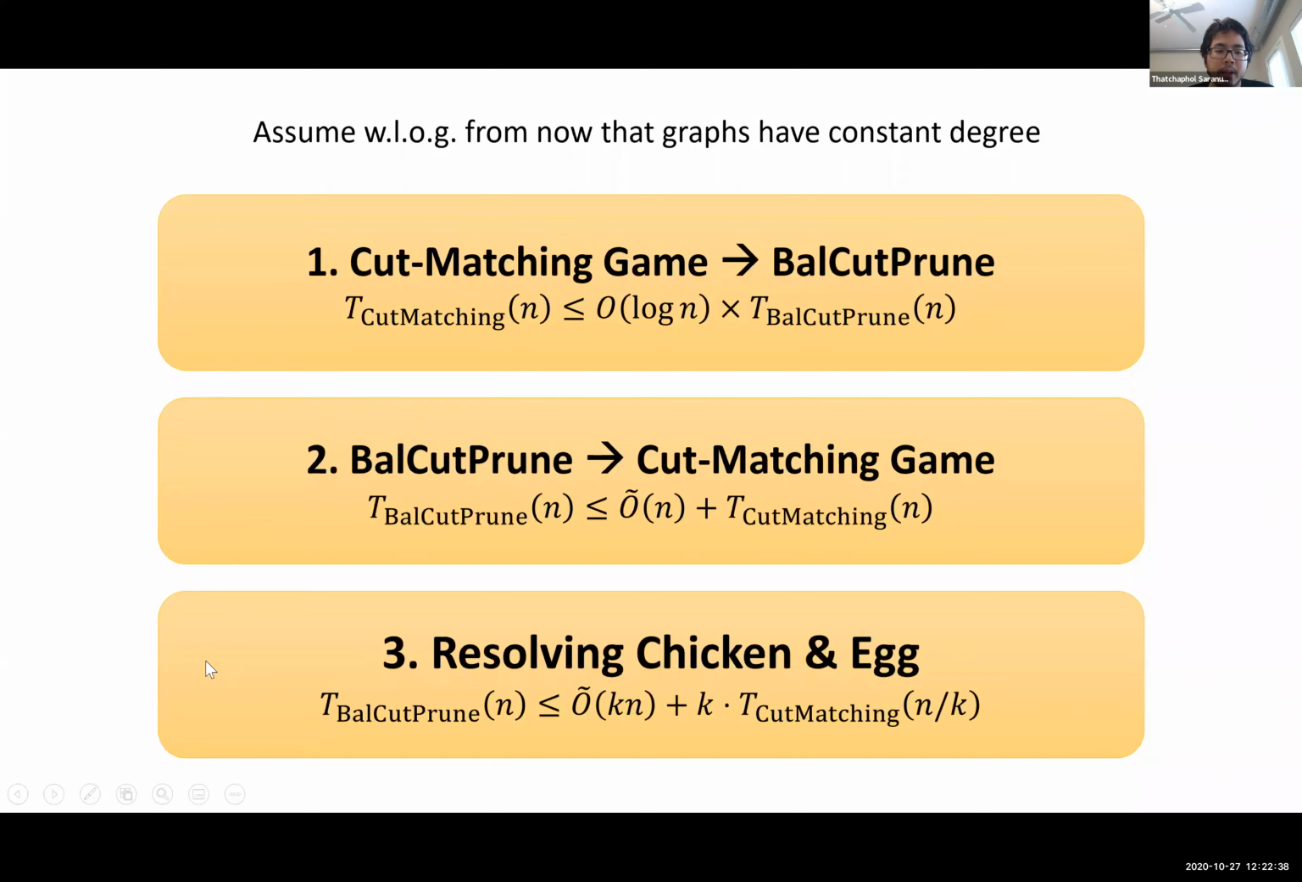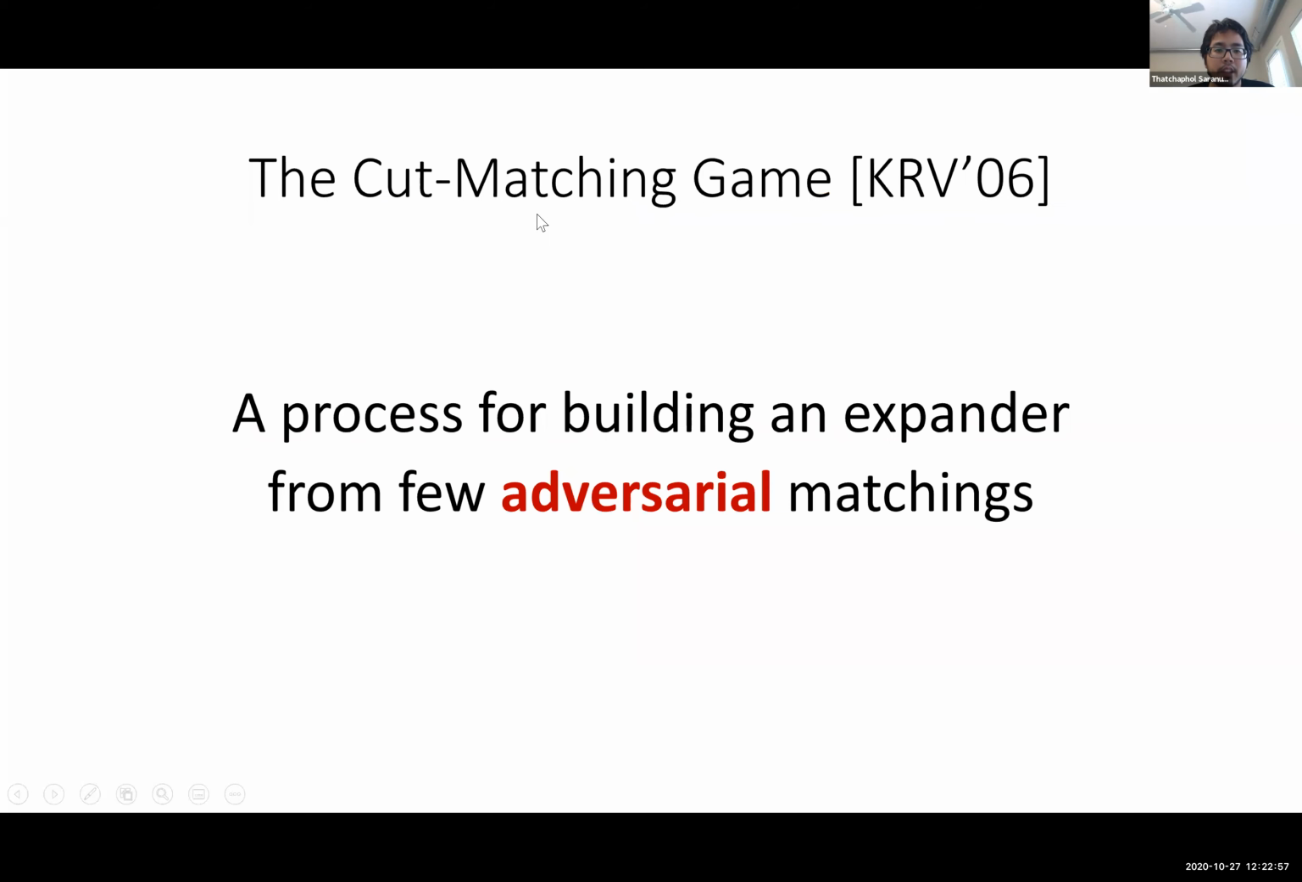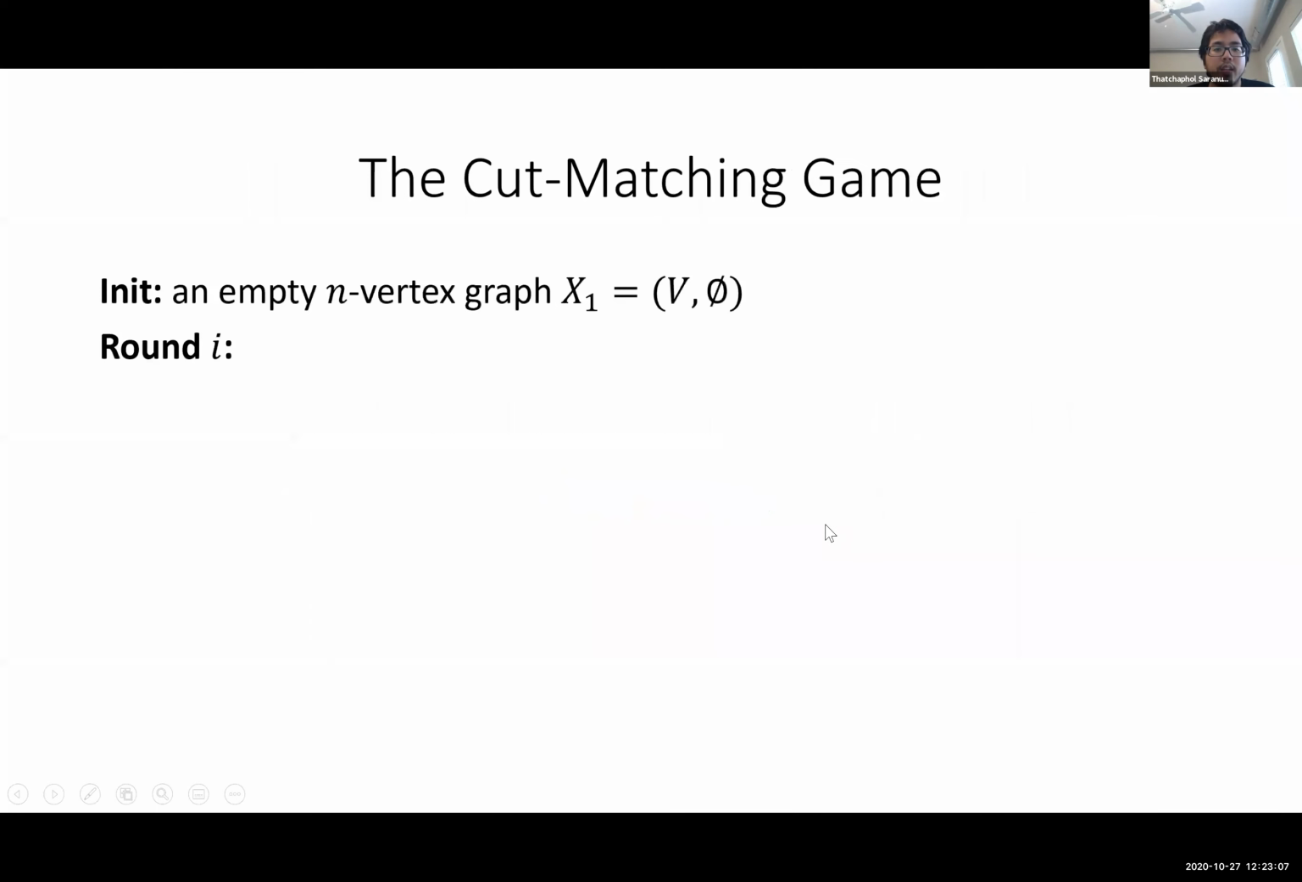This is the key idea here, but to explain it, I need to tell you at a high level about the reduction in both ways. Let's start with the first way. Assuming that you have the BalCutPrune subroutine, how do you get the cut-matching game? The cut-matching game is a process for building an expander from a few adversarial matchings. Let me be more specific. It's a process where you start with an empty graph, and then there are rounds.